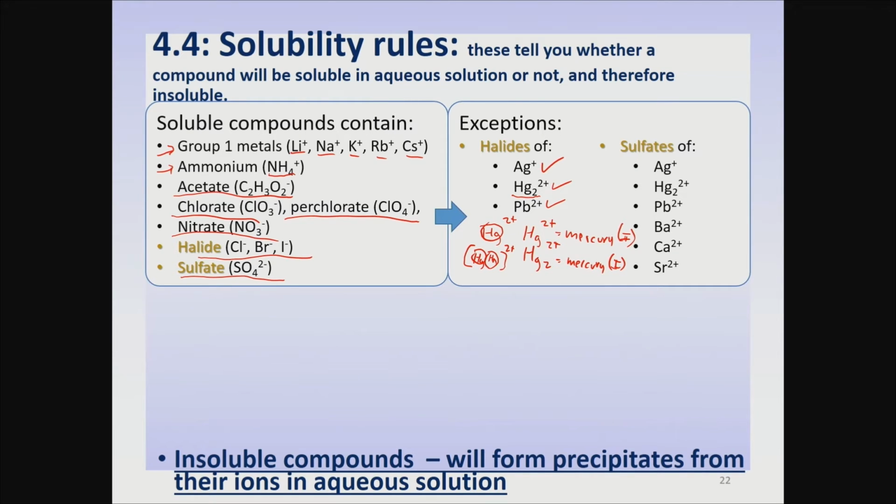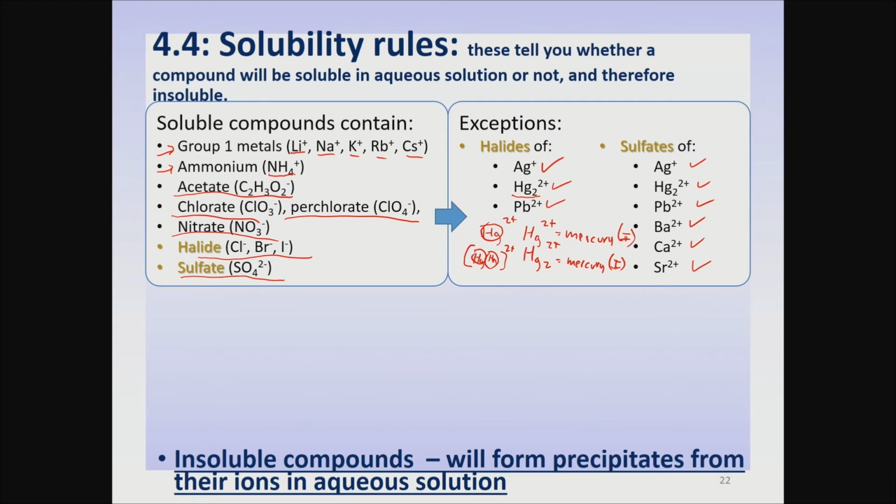Okay, now let's consider the exceptions to sulfate. If you have a compound that contains sulfate, it will be soluble, except if it has these counterions. It's the same ones as before for halides, but then you have to include 3 more: a barium 2+, a calcium 2+, and a strontium 2+ cation.